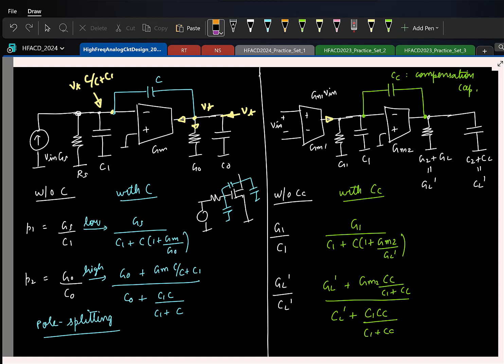Okay. Cool. So now, can you help me approximate this further? Among these two terms, which will be high, do you think? C1 is the parasitic capacitance you have. You are adding an explicit capacitor CC, and in turn that gets multiplied by the gain. So approximately I can say this as CC times.